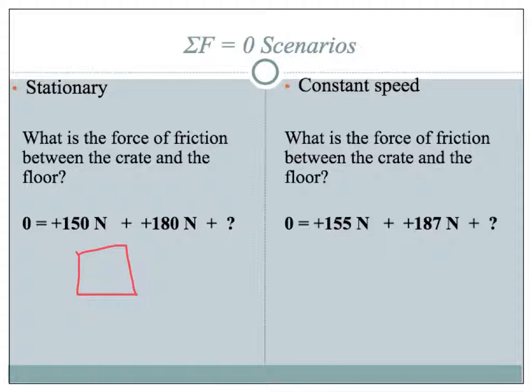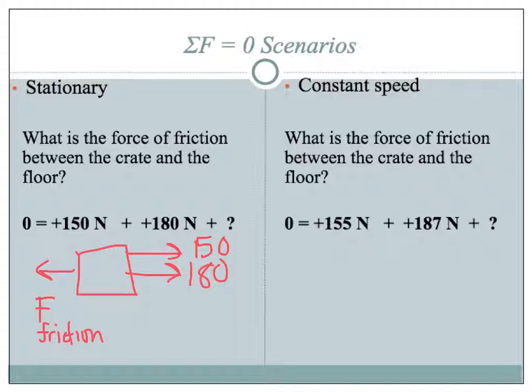Here's our crate. We have two children pushing on it in the same direction. One pushes with 150 newtons, one pushes with 180 newtons, yet the crate is at rest. Since it's at rest, something must be acting in the opposite direction with an equal magnitude. We know that this must be the force of friction. Using the equation, solve for the force of friction.